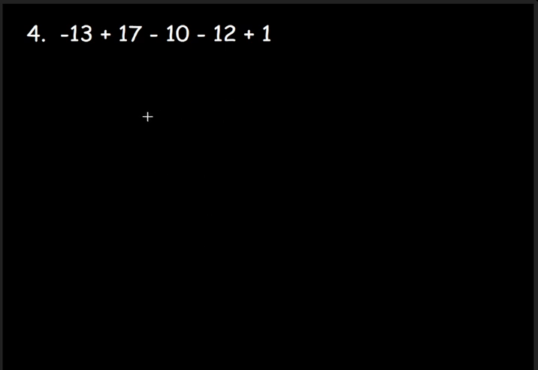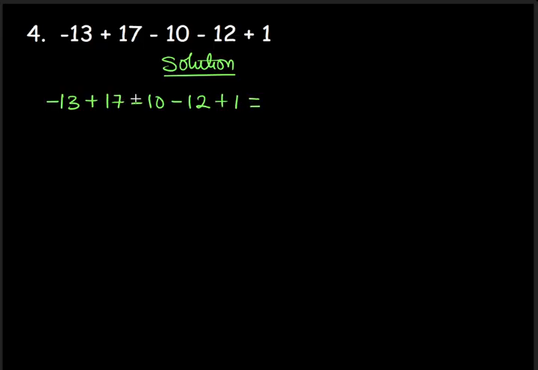Okay, let's come down here. Number 4, let's see what we have here. Please follow this question carefully. Minus 13 plus 17 minus 10 minus 12 plus 1. This will be equal to, so we'll take it one after the other. Minus 13 plus 17. We are dealing with this now.